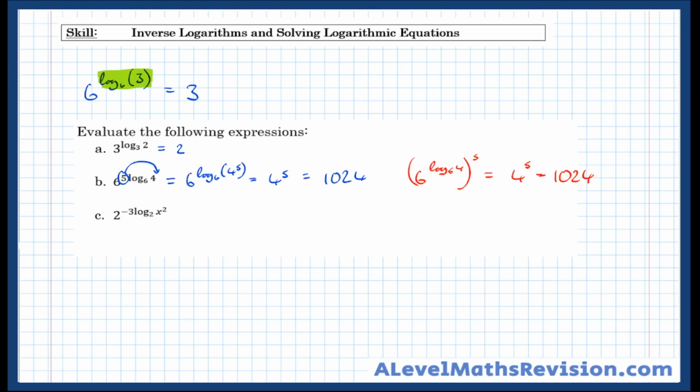You might want to pause and have a go at part C yourself. So let's use the power law again to get 2 to the power of log to the base 2 of x squared to the minus 3, which is x to the minus 6, leaving us with just x to the minus 6. So the purpose of this exercise was that a to the power of log to the base a of anything just equals that thing.